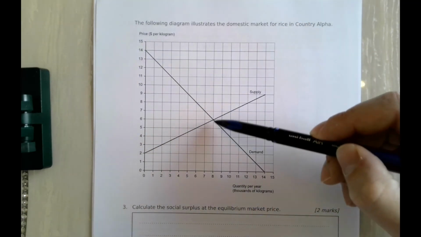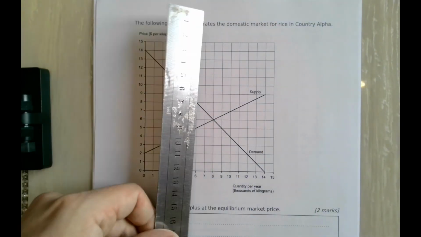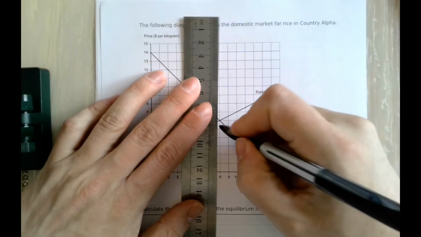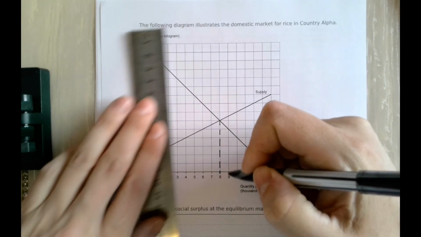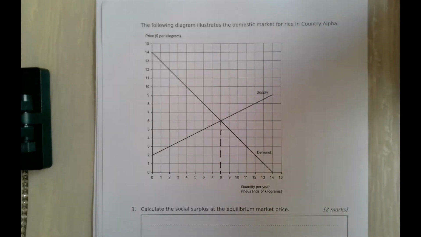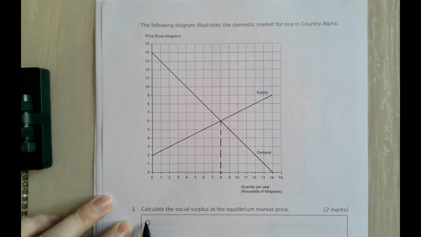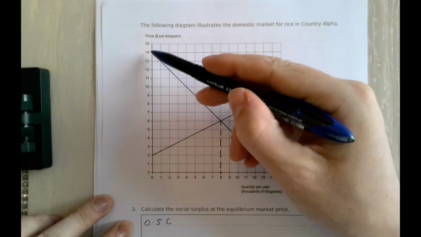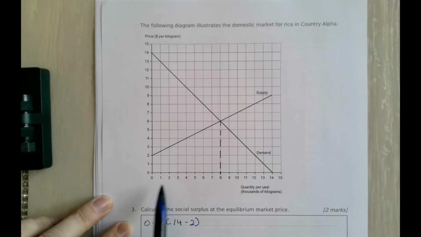So basically what I'm trying to do here is find the area of this triangle. One thing I will do, and I'll just use my black pen for this to keep like with like, is mark the equilibrium quantity. And that's 8,000 kilograms. So we need to find the area of this triangle. The area of a triangle is always half the base times the height. This is the base, which is 14 minus 2, and this is the height, which is 8,000 kilograms.